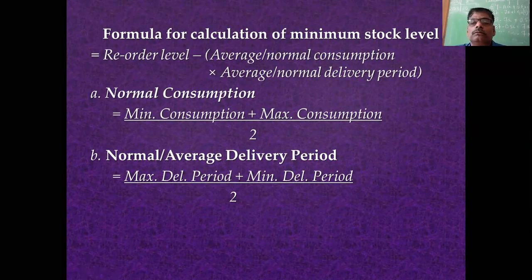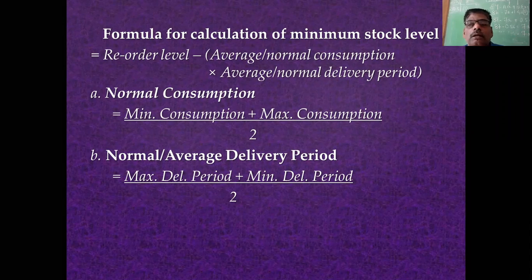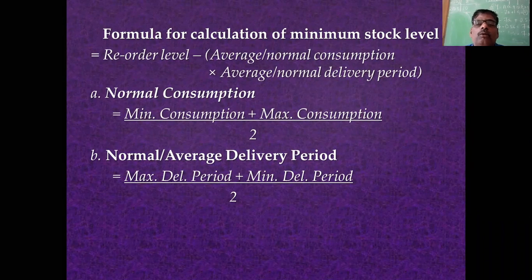When you have to place the order, you have to consider the maximum consumption. Maximum consumption is 300 per day, and maximum delivery period is 14 days. 14 days is the maximum time required to get the new stock. 300 into 14 is 4200.